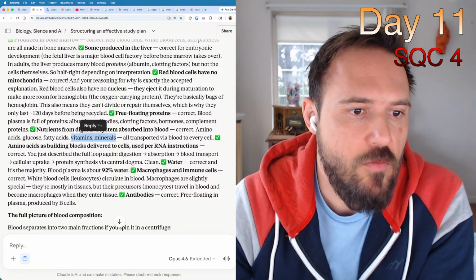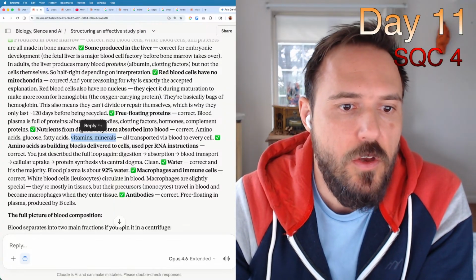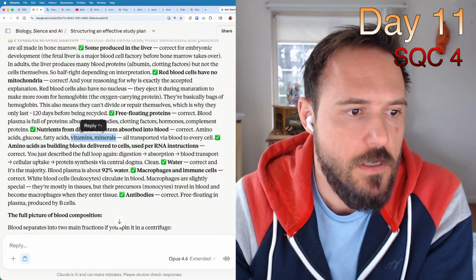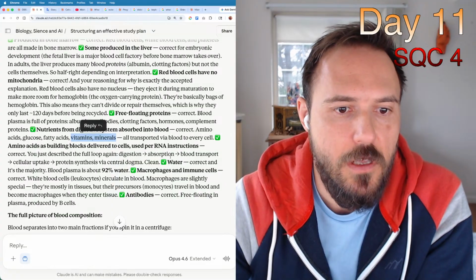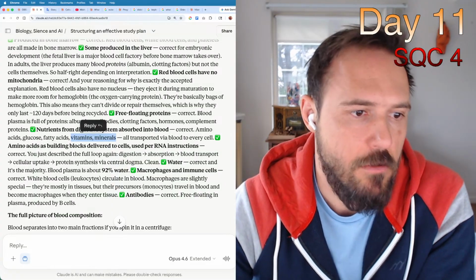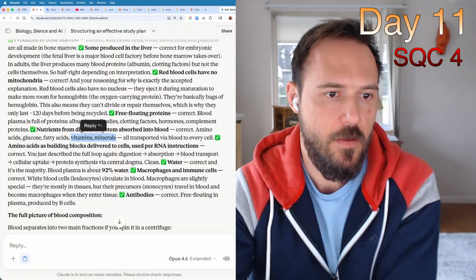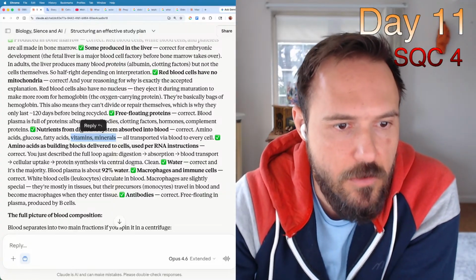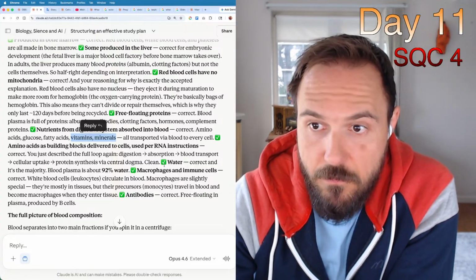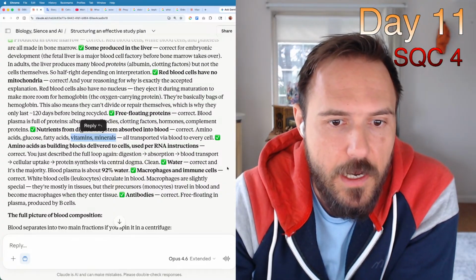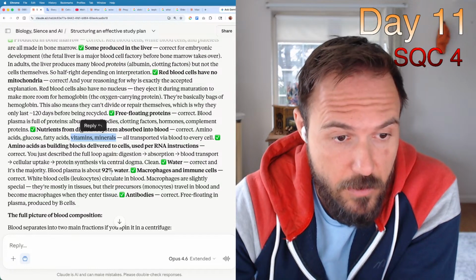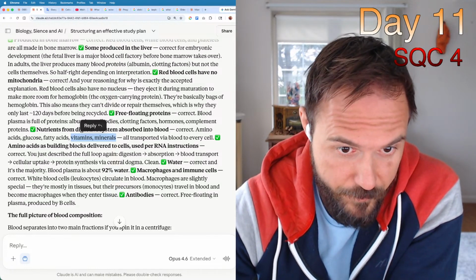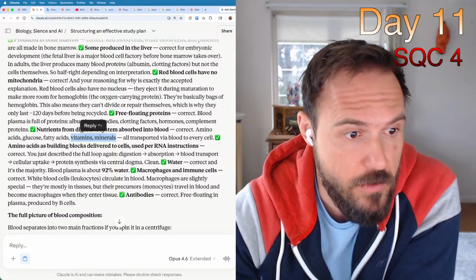Amino acids as building blocks delivered to the cell. Use per RNA instructions. Correct. You just described the full loop again. The absorption, blood transport, cellular uptake, protein synthesis via central dogma. Clean. Water, correct, and it's the majority. Blood plasma is about 92% water. Macrophages and immune cells, correct.